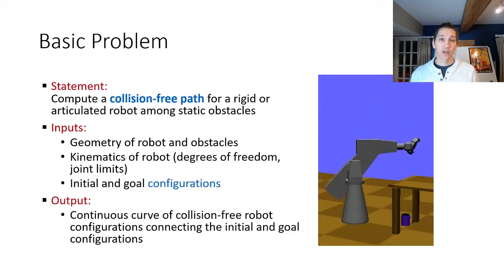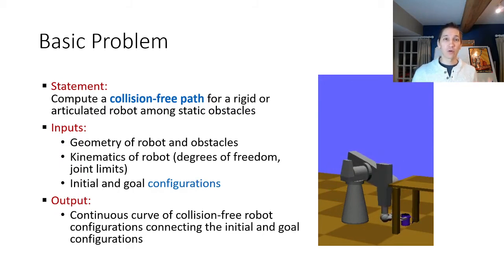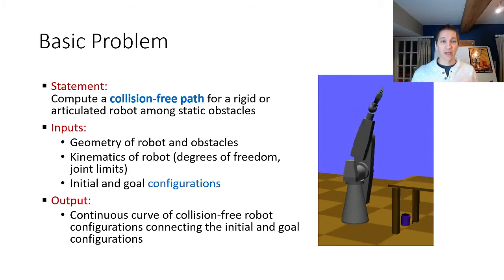So the basic motion planning problem is to try to come up with a collision-free path for a rigid robot or articulated robot amongst some static obstacles. The inputs to a motion planner include the geometry of the robot and obstacles, the kinematics of the robot, and also the initial and goal configurations of the robot. And the output is a collision-free continuous curve connecting the initial and goal locations.